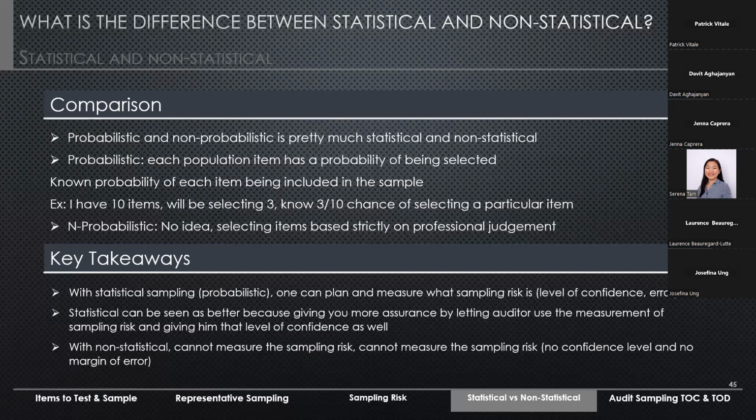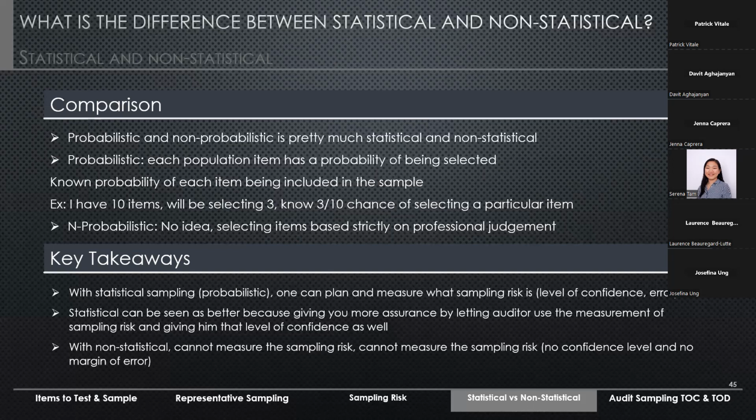With statistical sampling, probabilistic, one can plan and measure what the sampling risk is, the level of confidence, error, right? All these p-values, whatever. So that's your level of confidence. And statistical can be seen as better because it gives you more assurance by letting the auditor use the measurement of sampling risk and giving him the level of confidence as well. So there's a level of confidence, that's what we prefer.